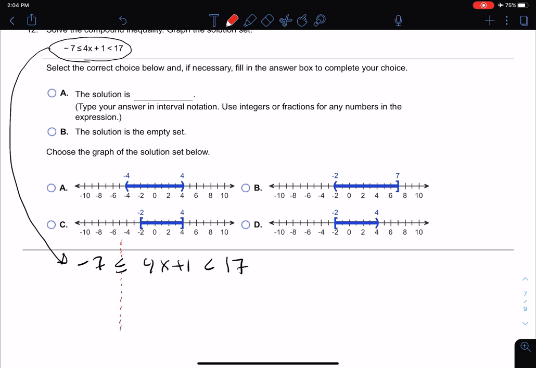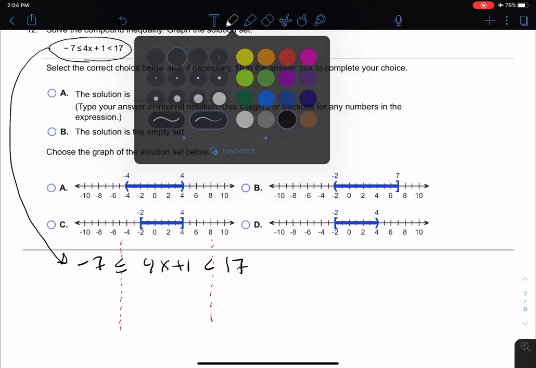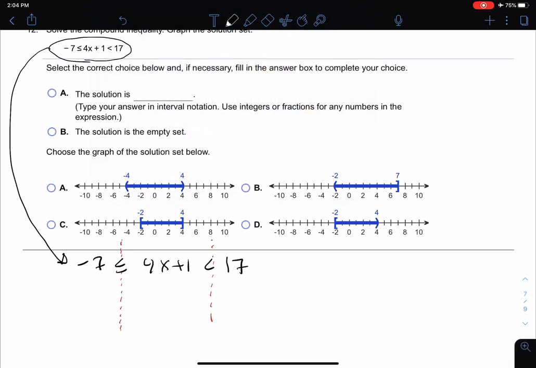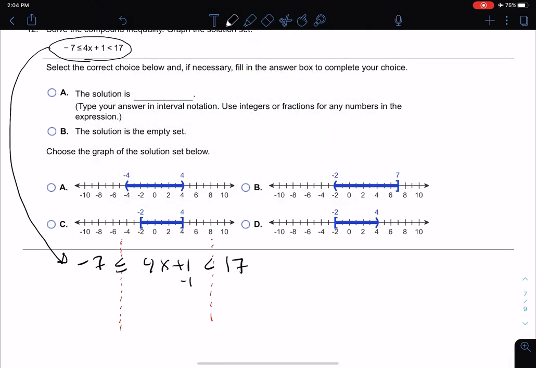You've got a left, a middle, and a right, and all three of those must be kept in check, kept in balance. Whatever you do to the middle, you must do to the left and right. So if I want to isolate and get 4x by itself, I must subtract 1 in the middle, on the right, and on the left.